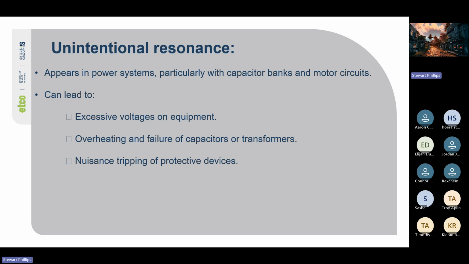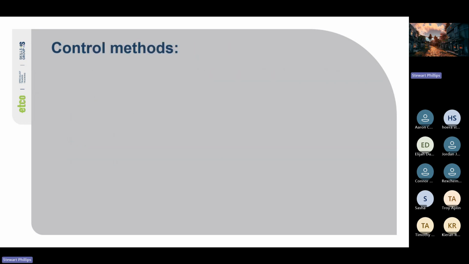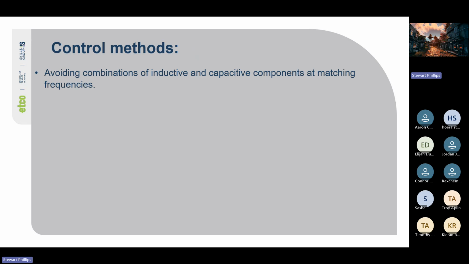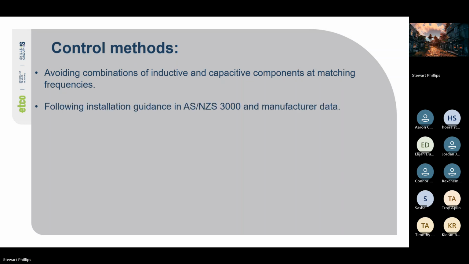Cool. So we can use some methods to control resonance. So avoiding combinations of inductive and capacitive components at matching frequencies. And we follow the installation guidance of ASNZS 3000 and manufacturer's data. So we check to see at what frequency the capacitive and inductive components would reach a certain value of reactance, and then we make sure we don't use them in a way that on the matching frequency they would match in that way.